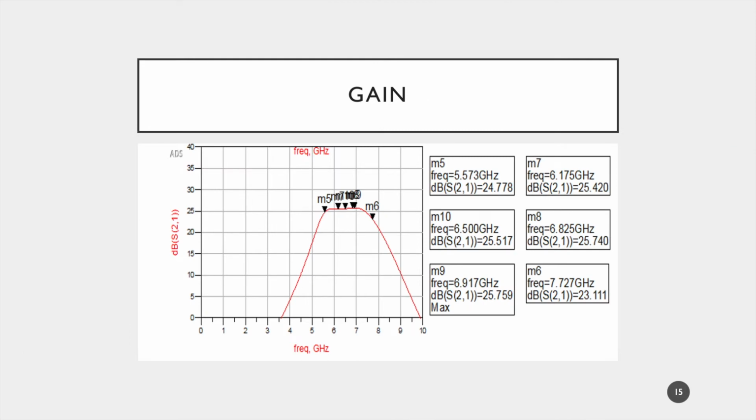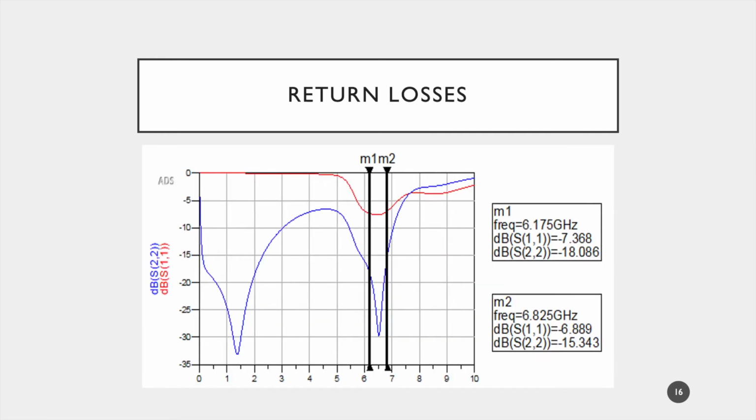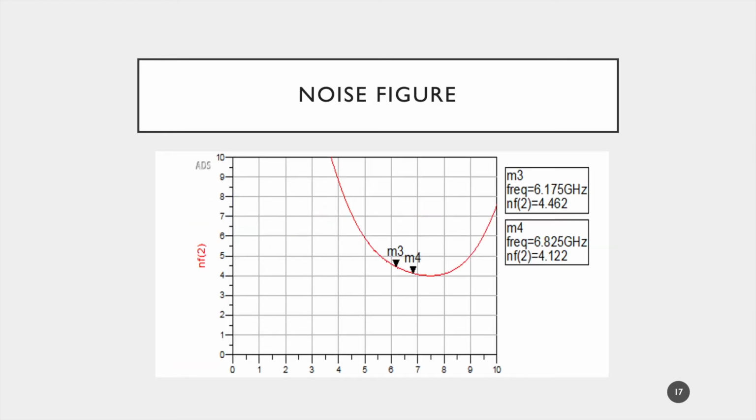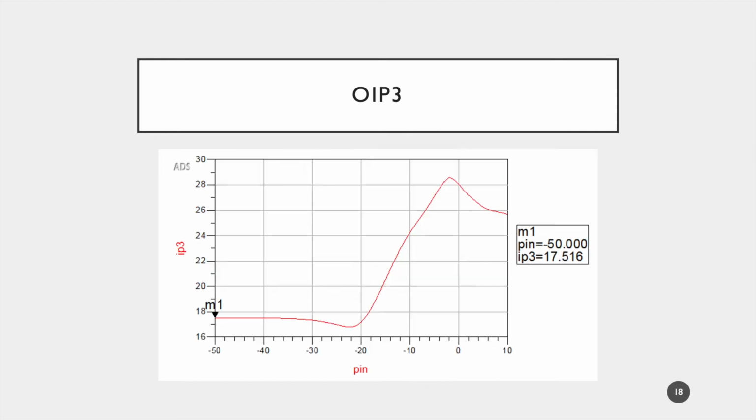It can be seen that a typical gain of 25 dB with plus or minus 0.2 dB was achieved at the band. Furthermore, a wider band than required was obtained, and it corresponds to a fractional bandwidth of 32% instead of 10% required. Return loss were found to satisfy the requirements. Noise figure was found to be at most 4.5 dB within the band. OIP3 point is found to be at 17.5 dBm.